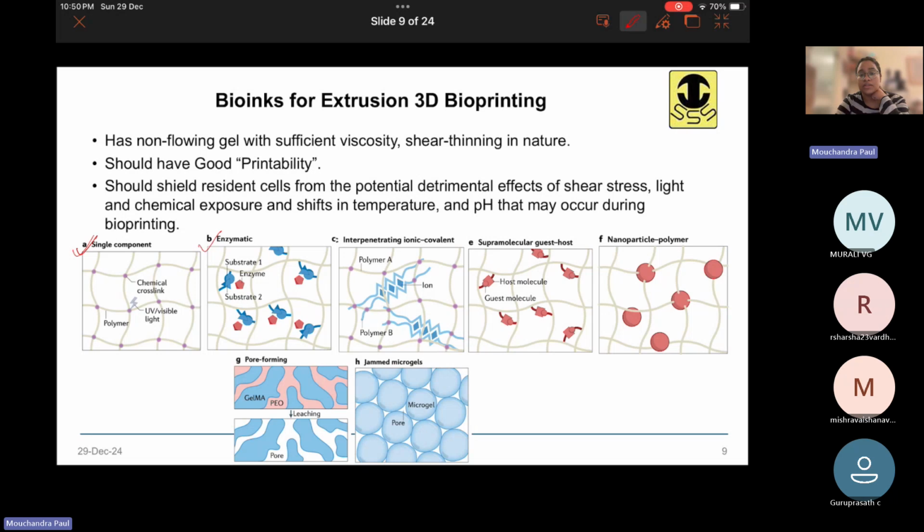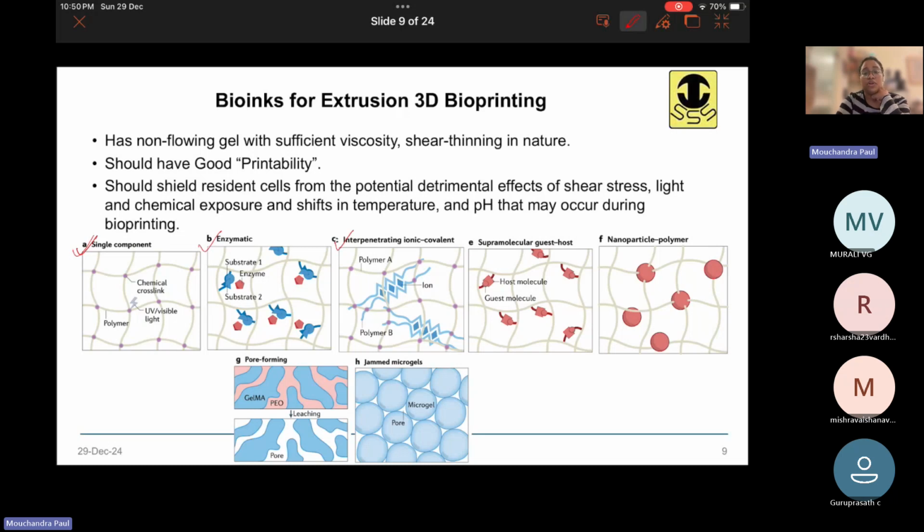Here, the bioink is mixed with some enzyme like HRP, something like that, and the substrate for HRP is within the polymer matrix. So when the printing is over, you give some stimuli for the reaction to begin, and then the structure will be solidified. You can use both ionic and covalent forces to play an important role for the final structure to remain as it is.